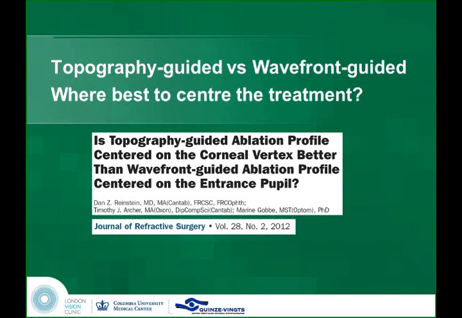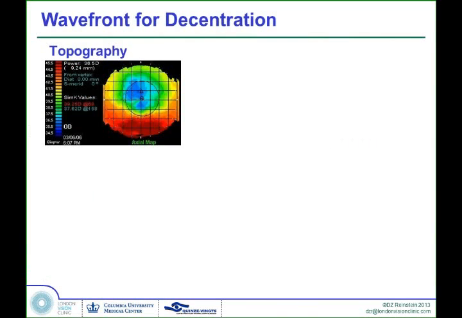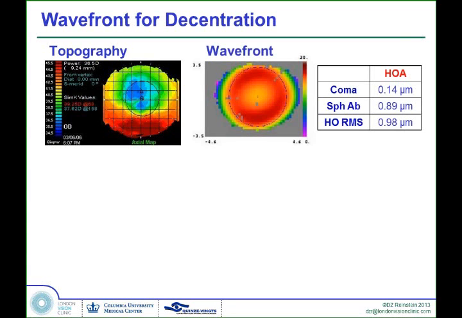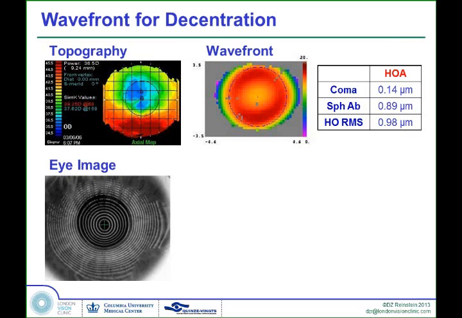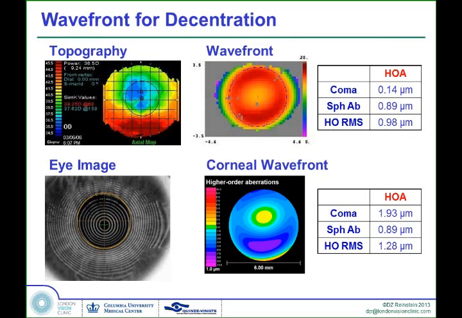And this is another example supporting the corneal vertex centration, and this was a case report that we published in 2012 comparing topography-guided and wavefront guided. This was a patient who presented, this is the topography, who had a decentered treatment superiorly. And this is the wavefront, and you can see the wavefront looks very symmetrical with mainly spherical aberration and very little coma. Why? Well, if you look at the eye image, you can see that the pupil was decentered superiorly with reference to the vertex here.